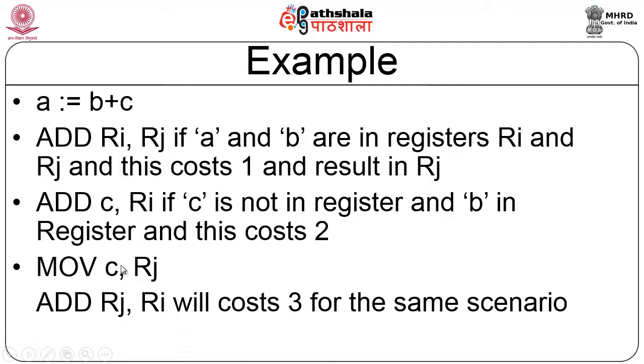Now supposing a register Rj is available, in that case what we do is, we move the variable C into the register Rj, and then you already know that B is available in register Ri.